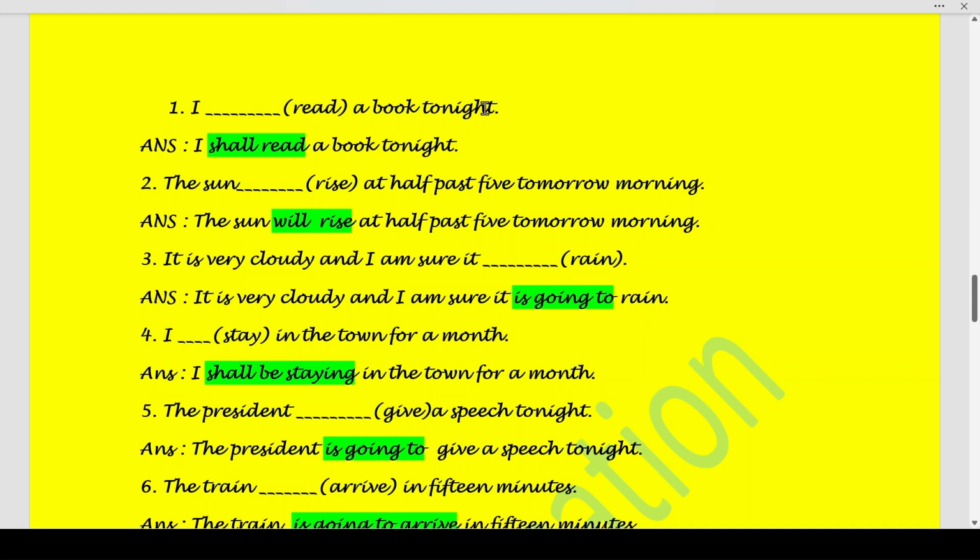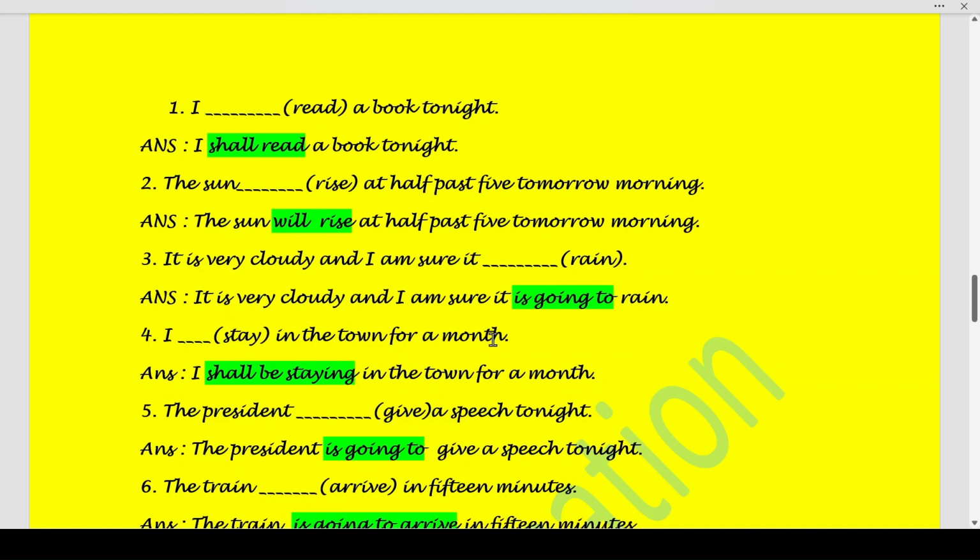I read a book tonight. I is there, so I shall read a book tonight. The sun rise at 5:30 tomorrow morning. The sun will rise at 5:30 tomorrow morning. It is very cloudy and I'm sure it is going to rain. We use is going to after it.